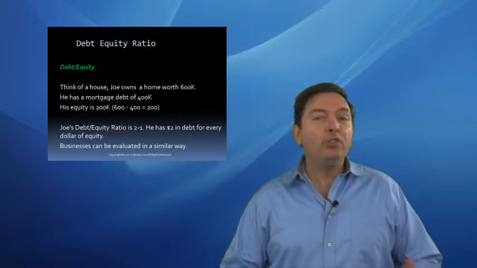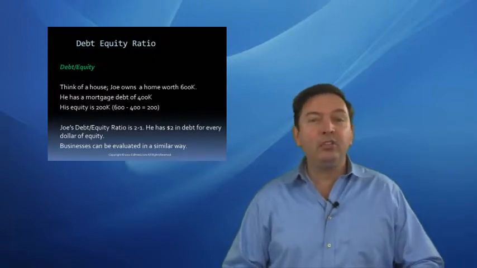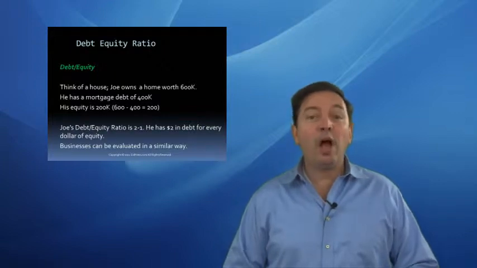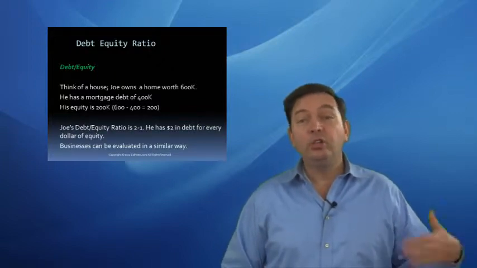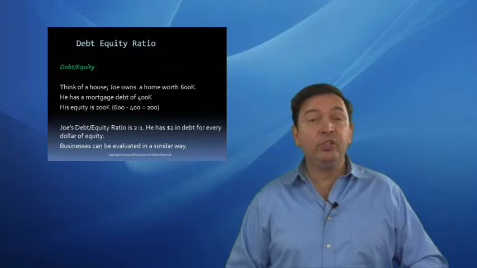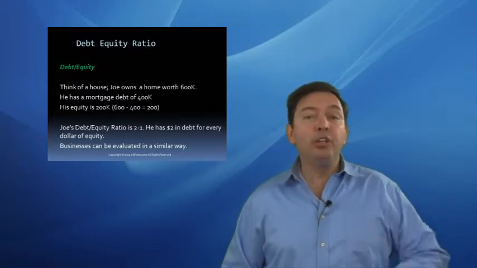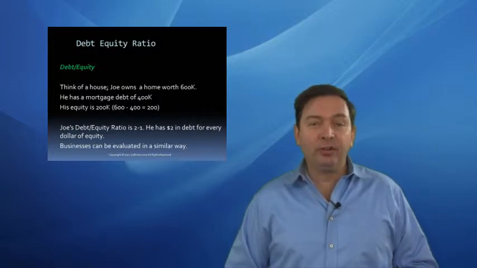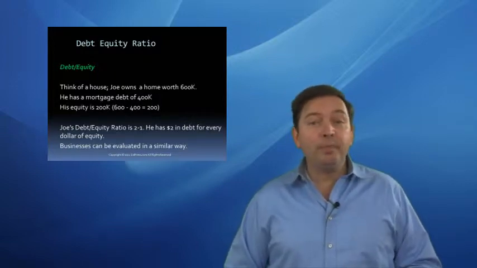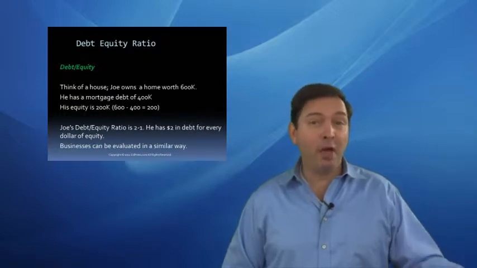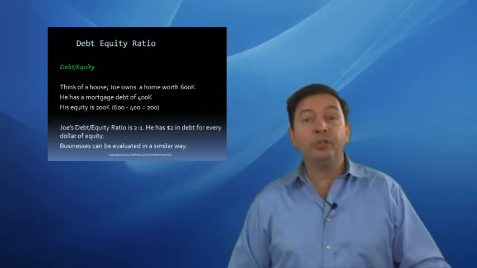Now, most things in trading or in markets are comparable to everyday life. So I want you to think of a house. Joe owns a house and the house is worth $600,000. He has a mortgage of $400,000. So you could say Joe's equity is $200,000. If he were to sell the house and pay off the mortgage, there will be $200,000 left.